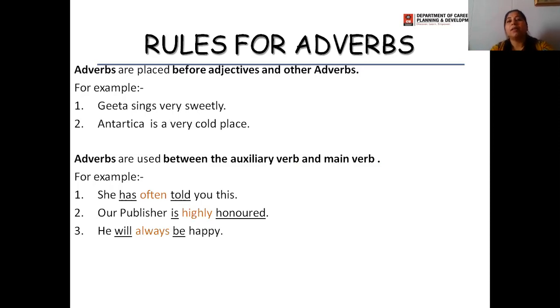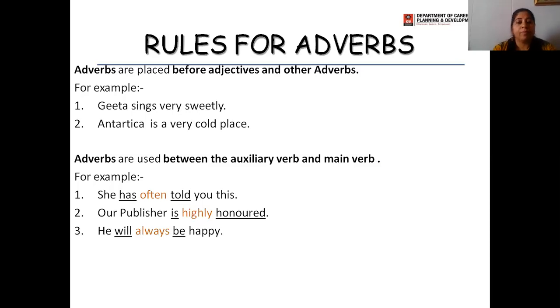Next is: Antarctica is a very cold place. Antarctica is a noun and cold is the adjective of place. And what we are telling is it's very cold. So in this sentence, we are describing an adjective with an adverb. In both the cases, we have seen that the adverb was placed before the adjective and adverb.